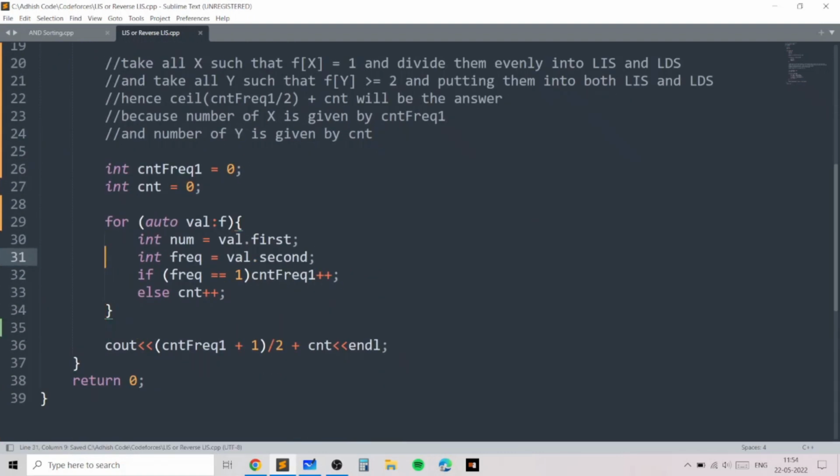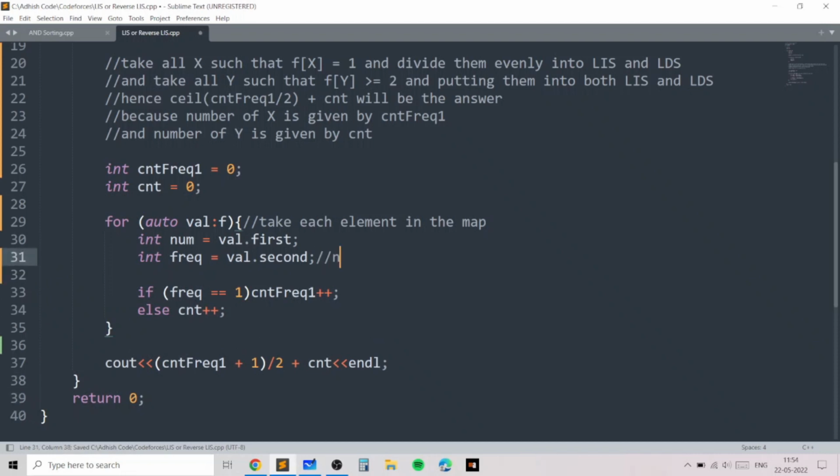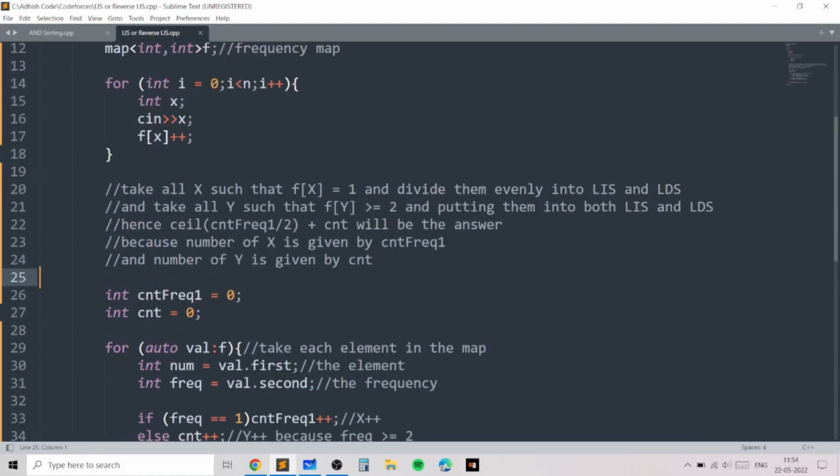each element, so this goes through each element in the map, and num represents the element, and this is the frequency, and if the frequency is 1, we increase count frequency of 1 by 1, otherwise we increase y by 1, because frequency will be greater than or equal to 2, and hence in the end we just print the value of x plus 1 over 2 plus y, because y represents the elements which are put in both halves, and x plus 1 over 2 is essentially the ceiling of count frequency 1 by 2.